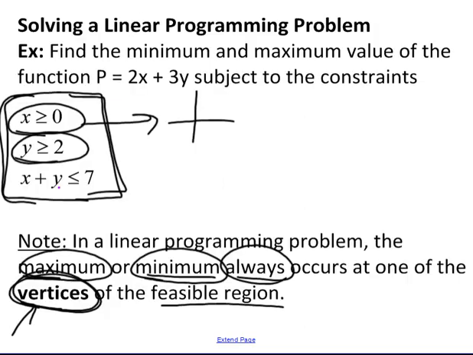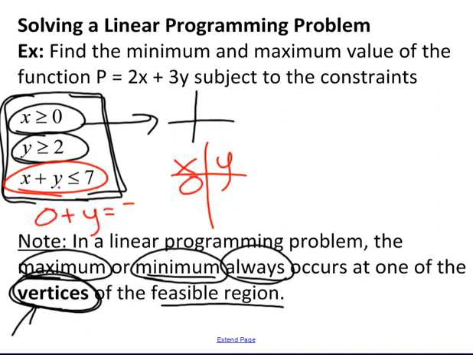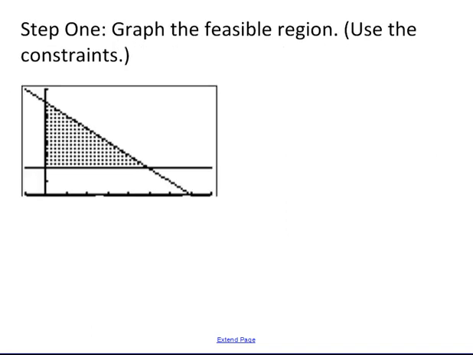And then the last one, x plus y is less than or equal to 7. You do your t-chart, you plug in 0 and you get y equals 7, you plug in 0 and you get x equals 7. All right, so we've got x equals 7, y equals 0. We've got the point (0, 7). You connect these.